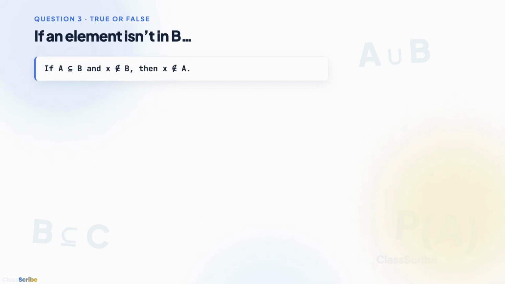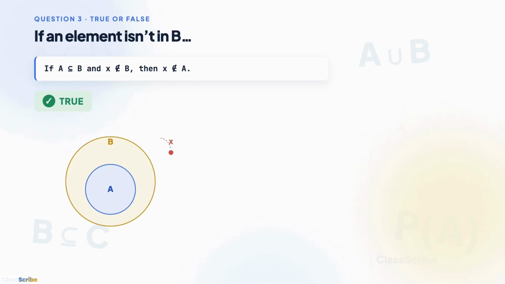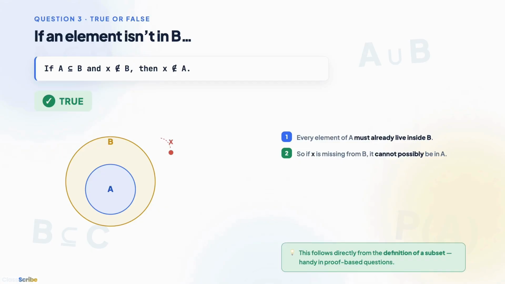If A is a subset of B and x does not belong to B, then x does not belong to A. This statement is also true. Remember, every element of A must already exist inside B. Therefore, if an element is missing from B, there is no possibility that it can still be present in A. This follows directly from the definition of a subset and is often useful while solving proof-based questions.